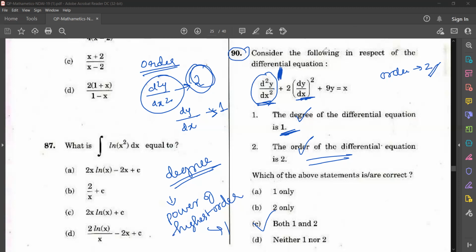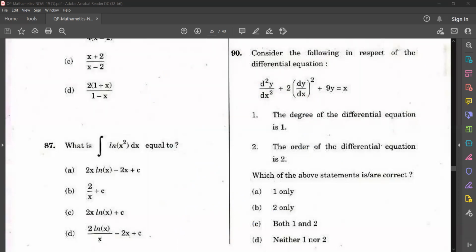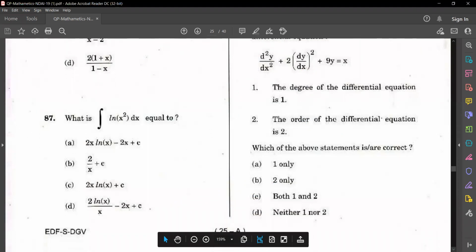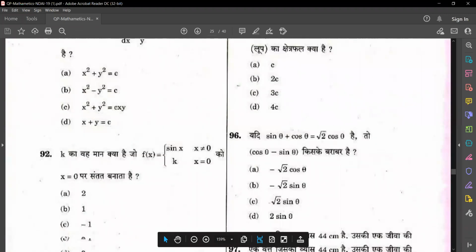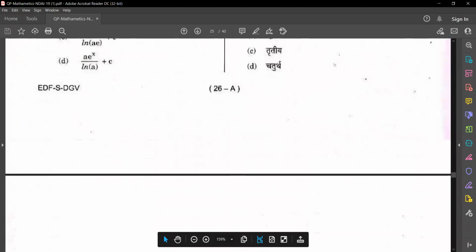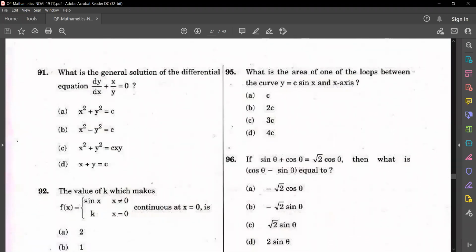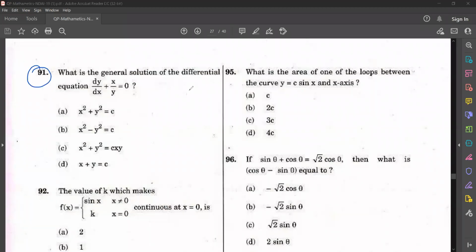So we'll move to the next question. Question number 91. What is the general solution of the equation dy by dx plus x by y is equal to 0?